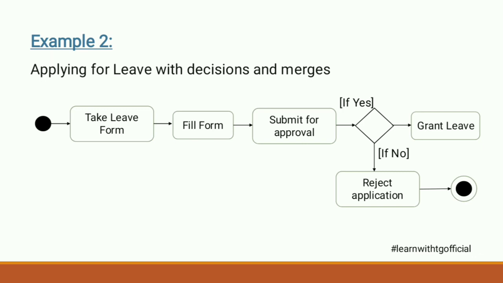After submitting for approval, they may approve or reject the application. So we have given a diamond representation with a yes or no condition. If yes, it means approved and leave granted. If no, it means the application is rejected, which is diverted to the final node.